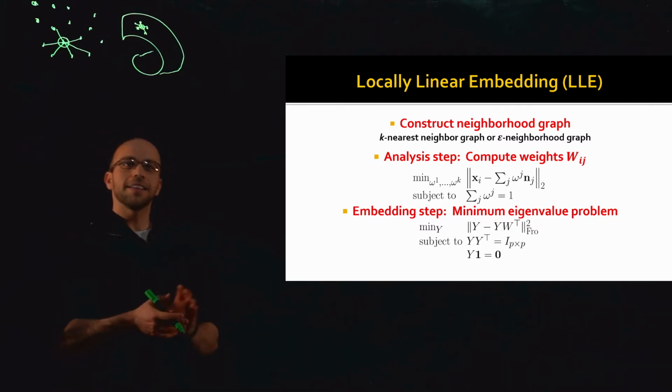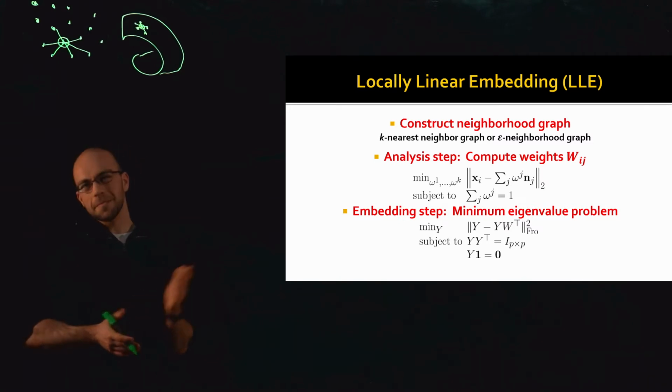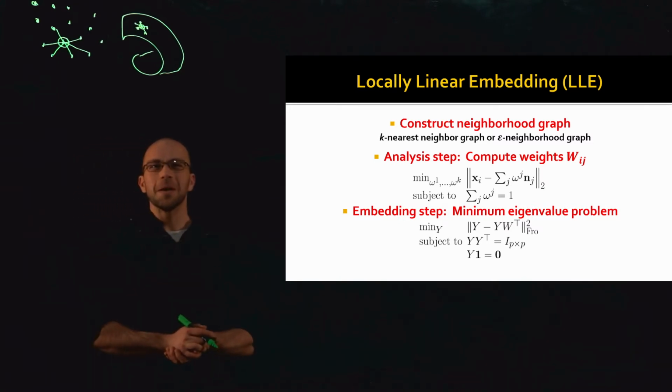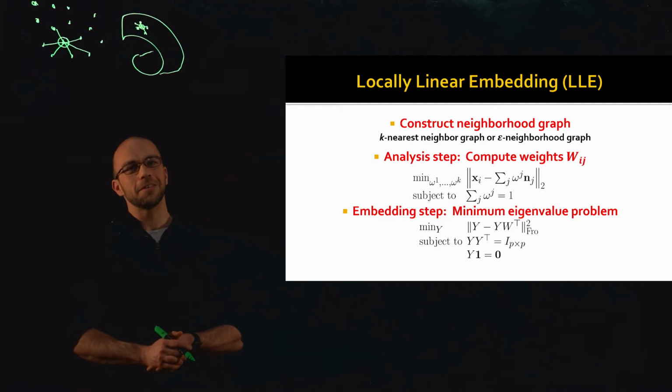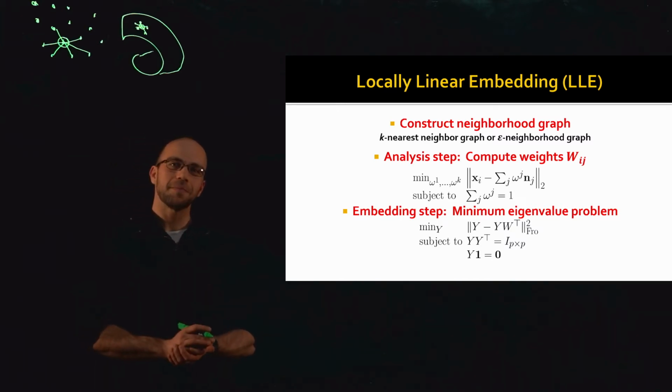So the LLE algorithm happens in 3 steps, or 2 steps, depending on how you do your accounting. The first step is identical to Isomap. You compute a k-nearest neighbor graph or an epsilon neighborhood graph. Either one will work, and that's exactly the same as before.